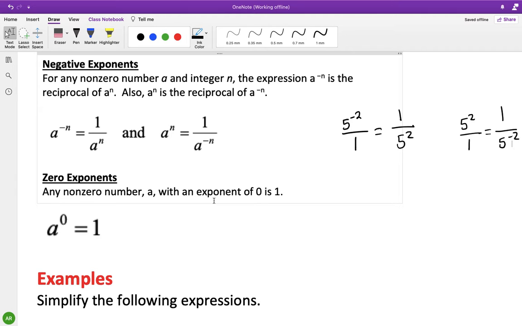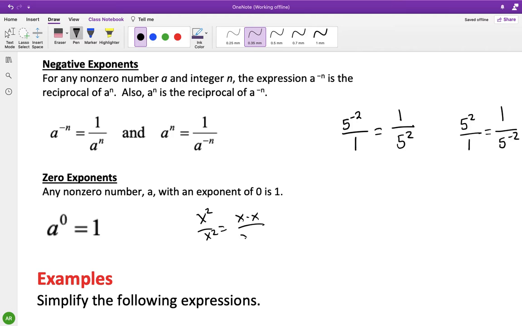Okay, now let's think about what I was talking about earlier. Let's go back to that x squared divided by x squared. We could write this as x times x over x times x, right? So this cancels that out, this cancels that out, so we're left with 1 over 1, which just equals 1. Now let's think about that. If we're going back to properties, the division property of exponents, 2 minus 2 would be x to the 0, right? Hence, x to 0 equals 1.